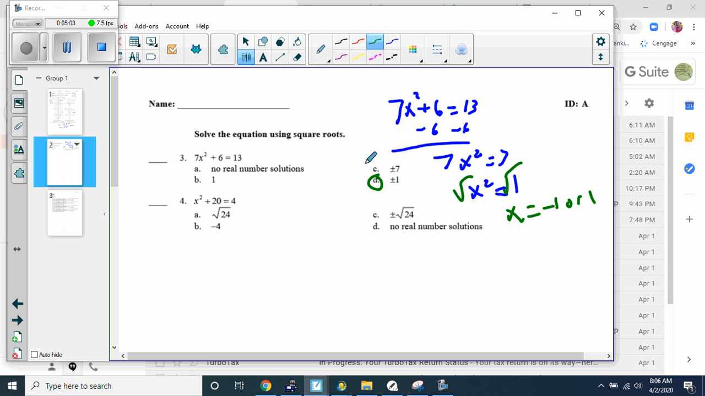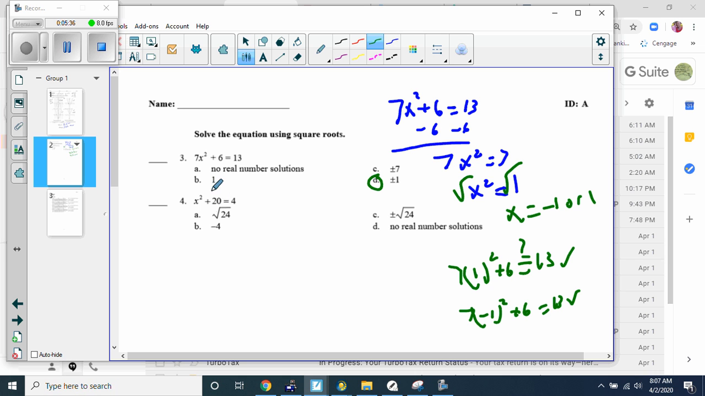Then I take the number and check it by bringing it back here. 7 times 1 squared plus 6, is that 13? And 7 times negative 1 squared plus 6, is that 13? Yes, they both check out to be 13. So 1 squared is 1, 7 plus 6 is 13. Negative 1 squared is 1, 7 times 1 plus 6 is 13.